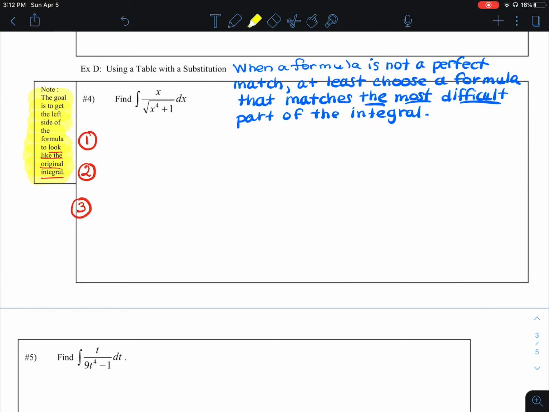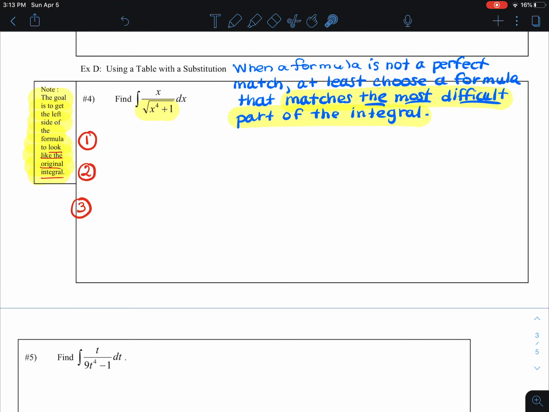It matches the most difficult part of your integral. So for example, looking at this problem, if we had to make a distinction of which aspect of this integration problem feels like the more complicated part, we would definitely say that the denominator is more complicated than the numerator. Okay, and so here's what we're going to look for. When we flip back to the very front of this notes page and we have that list of formulas, our focus is going to be exclusively finding a formula where the denominator of this integral is going to match.